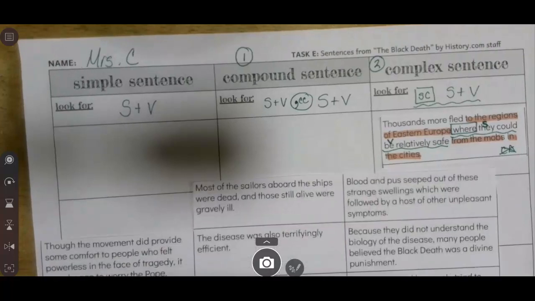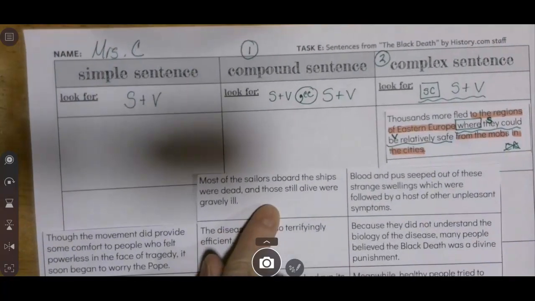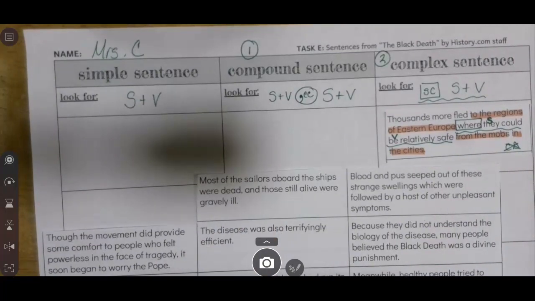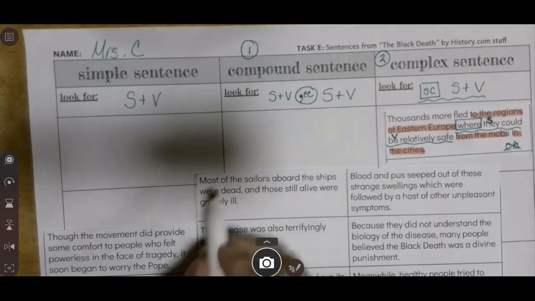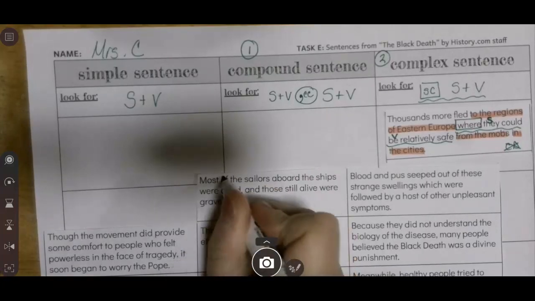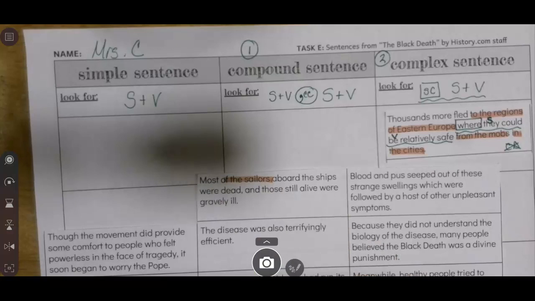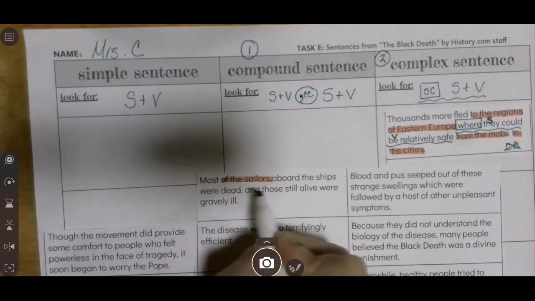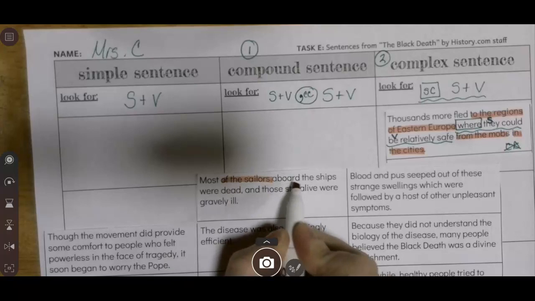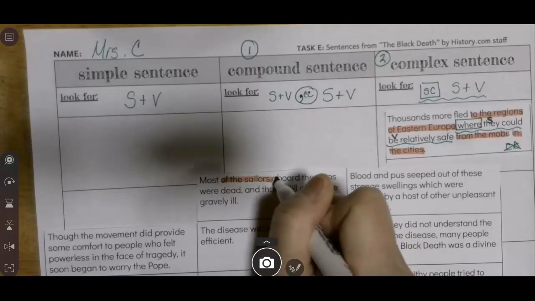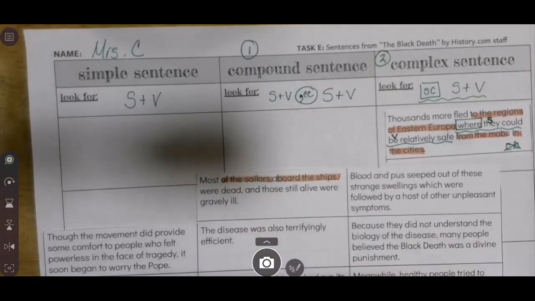All right, so now I want to try the sentence right next to it. Let's look at this one. "Most of the sailors aboard the ships were dead, and those still alive were gravely ill." I'm going to do the same thing. I'm going to first look for my phrases. I see of the sailors. Aboard is not one of ours, but I can tell aboard what? Aboard the ships. That looks like a prepositional phrase as well, because it's showing where they are. So I'm left with most were dead, and those still alive were gravely ill.